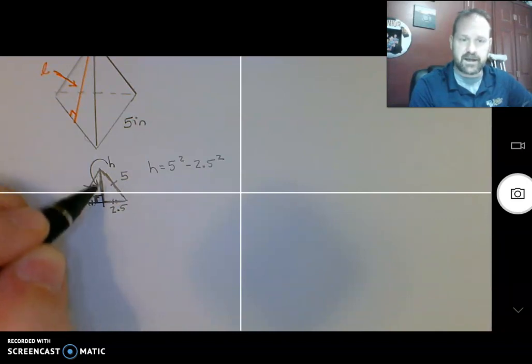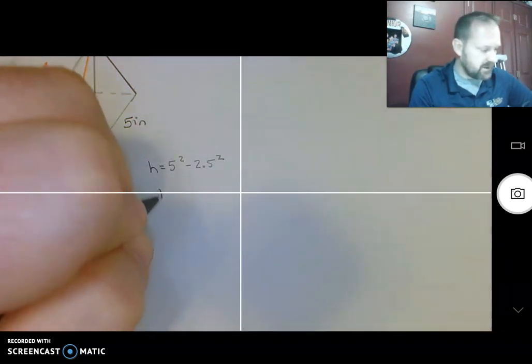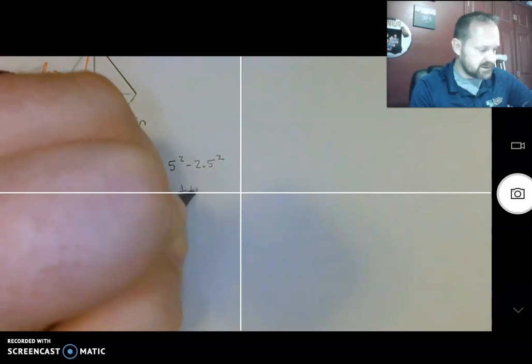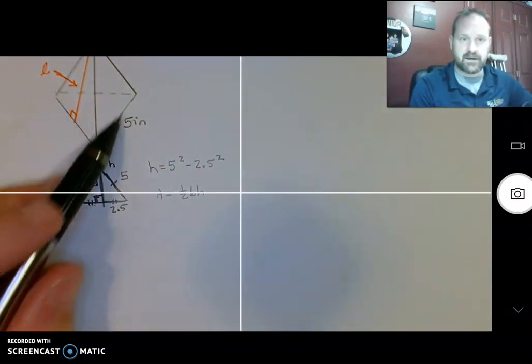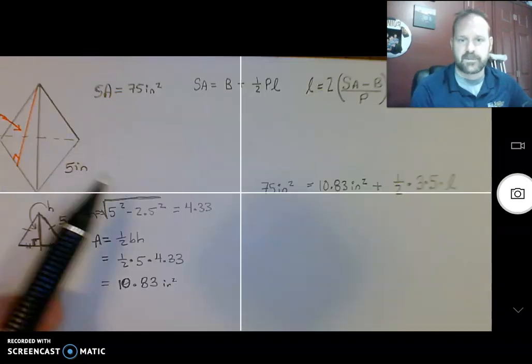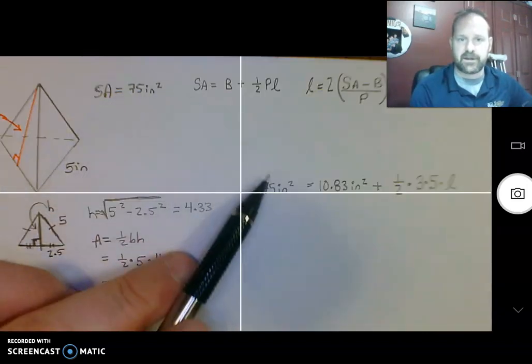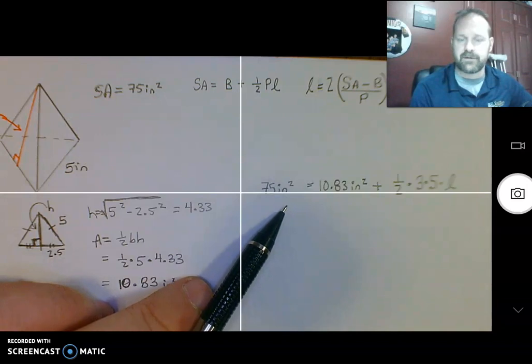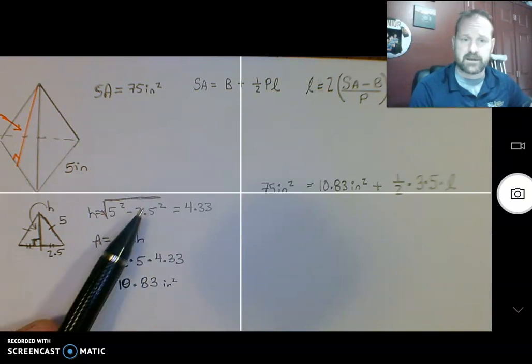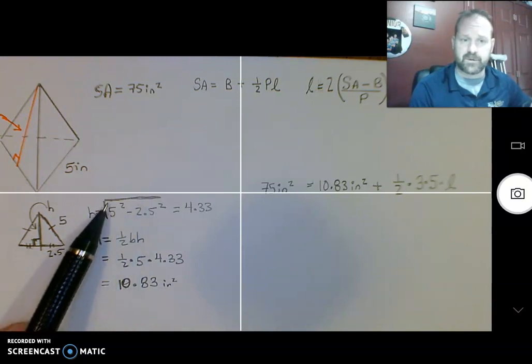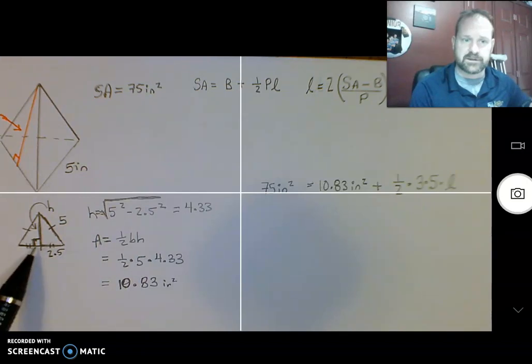So then I need the height of this triangle, because I'm going to find the area of the base using 1/2 base times height. Okay, so that's going to give me the area of this base here. Okay, so I'm just plugging everything in. So surface area is 75 inches squared. I found the area of the base. Okay, area is 1/2 base times height. Okay, I forgot to have a square root here, so this is what I'm looking for, the height.